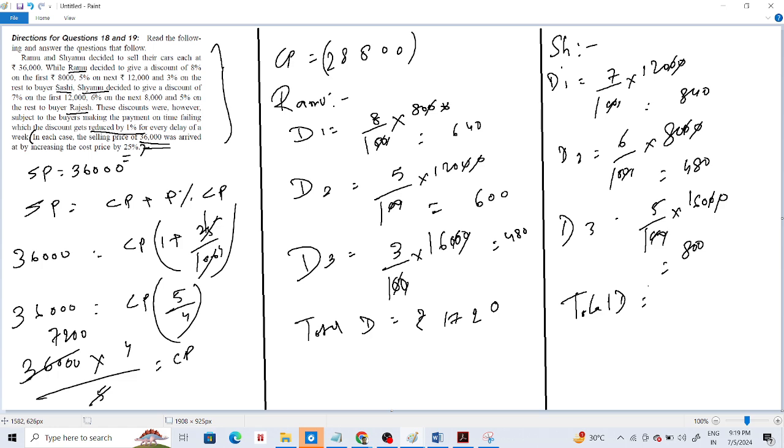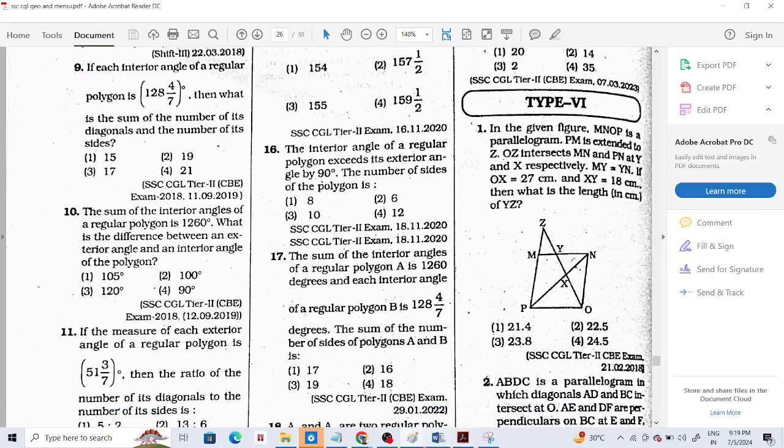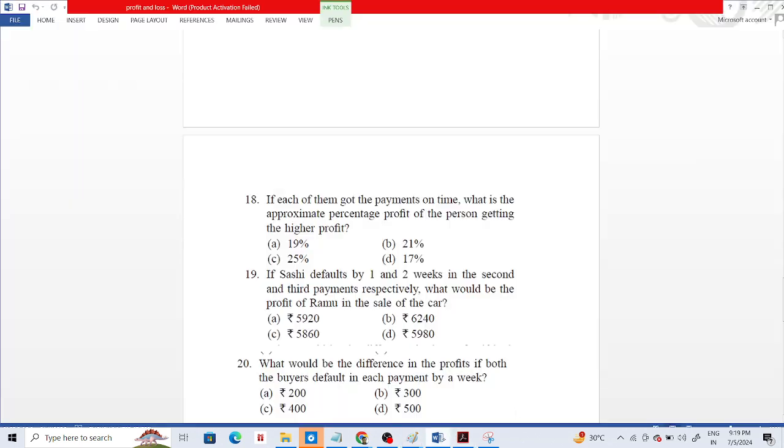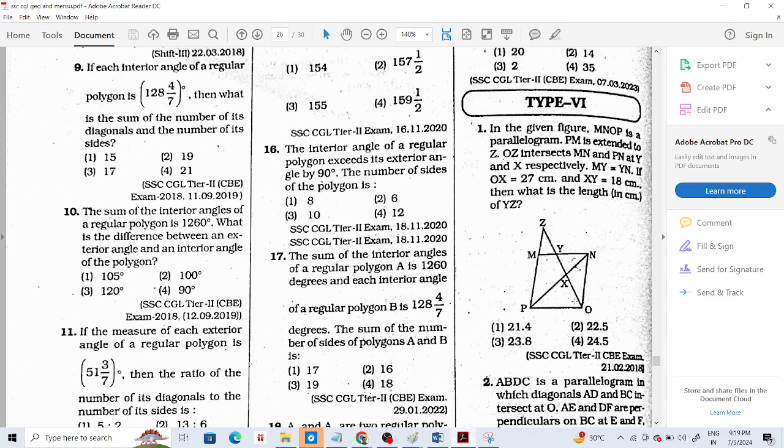Okay, Ishika, did you understand this problem? Yes, sir. 2120. So who has given the most discount or who has given the least discount? Ramu, right? Yes. Ramu Kaka has given the least discount. So of course he will make the highest profit. So the question is, what is the approximate profit percentage of the person getting the highest profit?